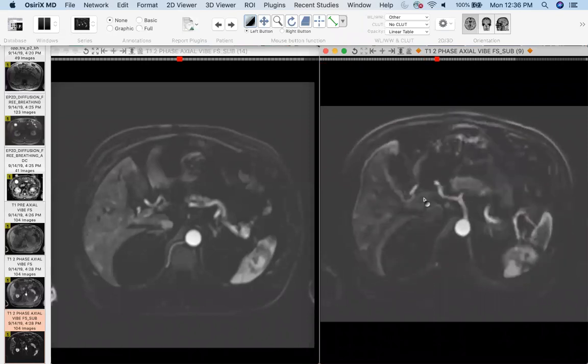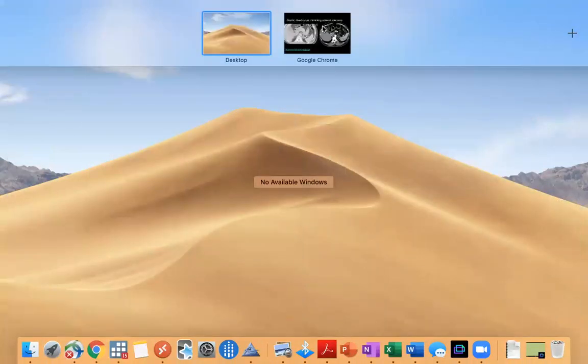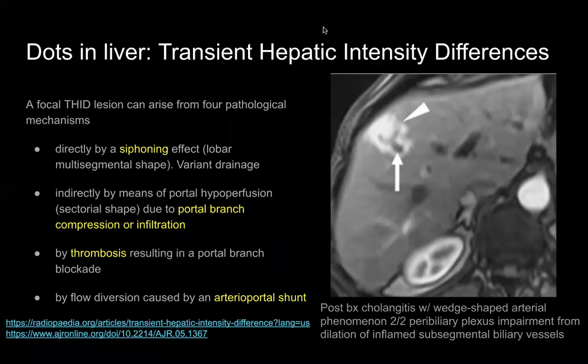Because here the portal vein is not enhancing, whereas it's starting to enhance in the late arterial phase, whereas this is an early arterial phase. But there was no focal abnormality on T2, and it became isointense on portal venous. So I told them this is a THID, and that's what it was. These little dots in the liver can be hard sometimes. Transient hepatic intensity differences have a lot of different causes.